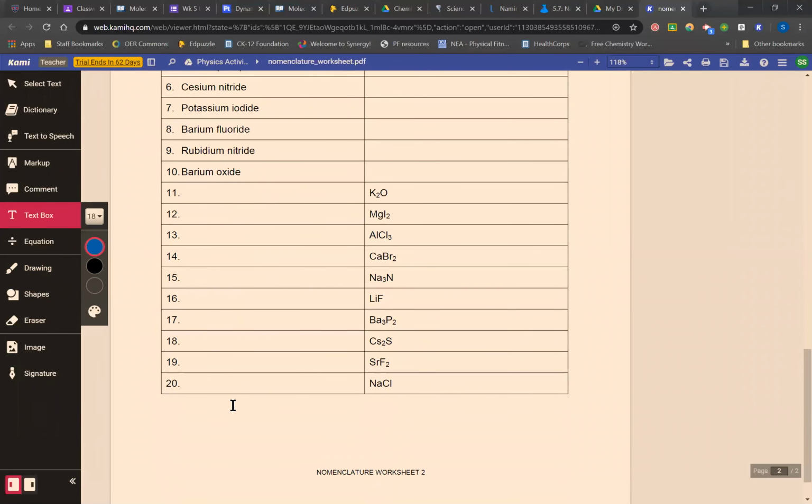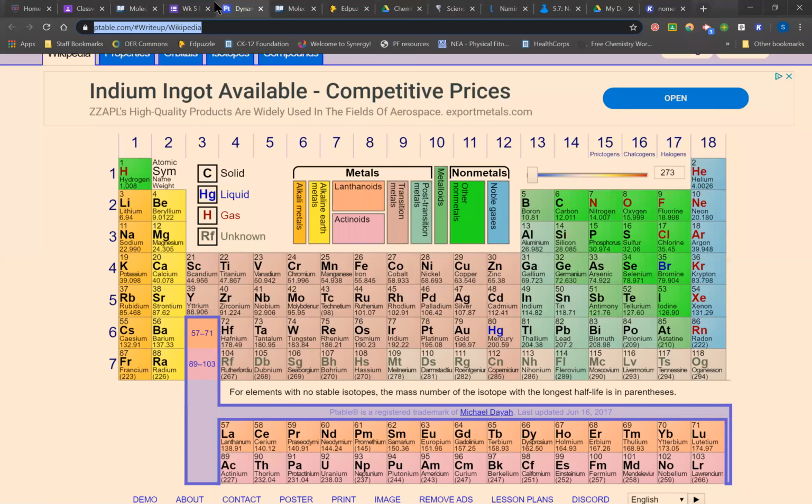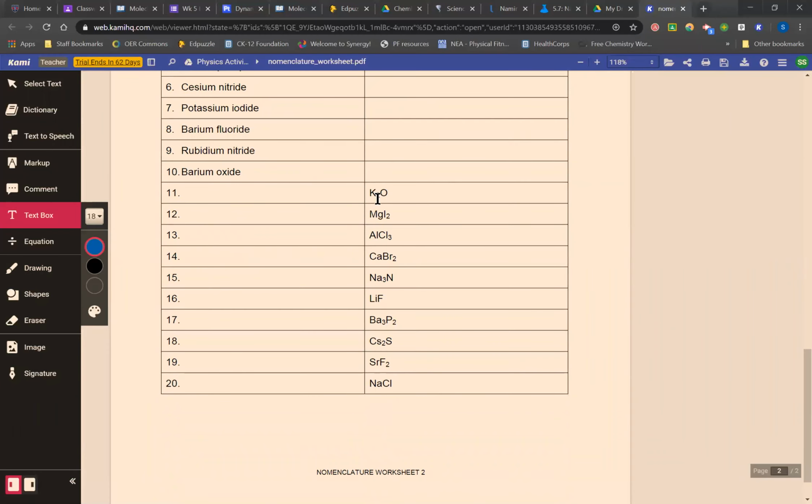When you get down here to the last 10, it's going to go in reverse. Here they give you K2O. Again, go to your periodic table, look for the K, look for the O. What's the name going to be? These are ionic compounds, so the naming is going to be different than the covalent. So you simply say the name of the cation first, potassium, and then the anion with the suffix "ide." So this would be potassium, ox, and then ide. That's it, potassium oxide.